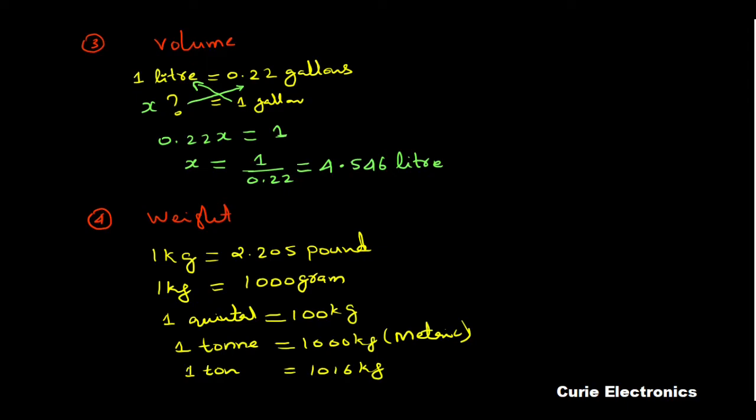1 pound, I hope you know how to find out, because 1 kg is 2.205 pounds. So 1 pound equals 0.4535 kg. So now we know the weight conversion also, most of the conversions as I mentioned. Now let's see what other things we could expect.